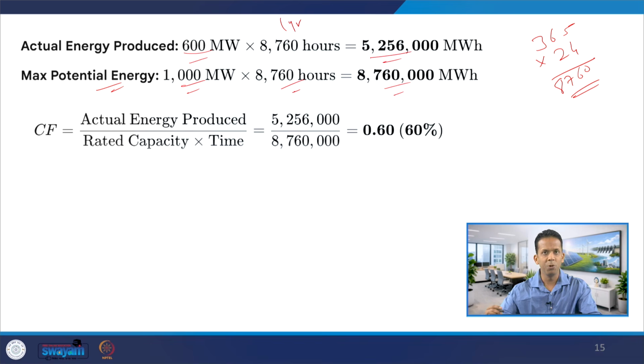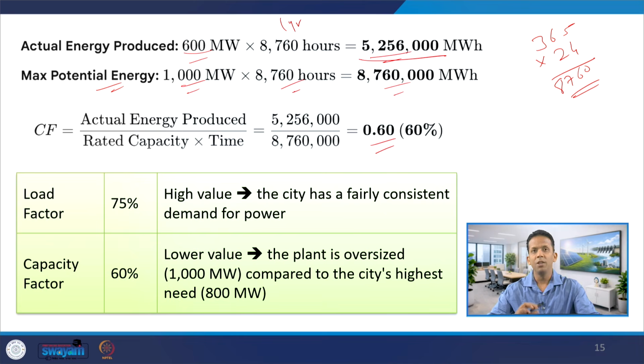So, capacity factor would be the ratio of these two, actual energy produced upon rated capacity into time, which is around 60%. So, capacity factor of the plant is 60%, load factor is 75%. What is the significance of these two values?